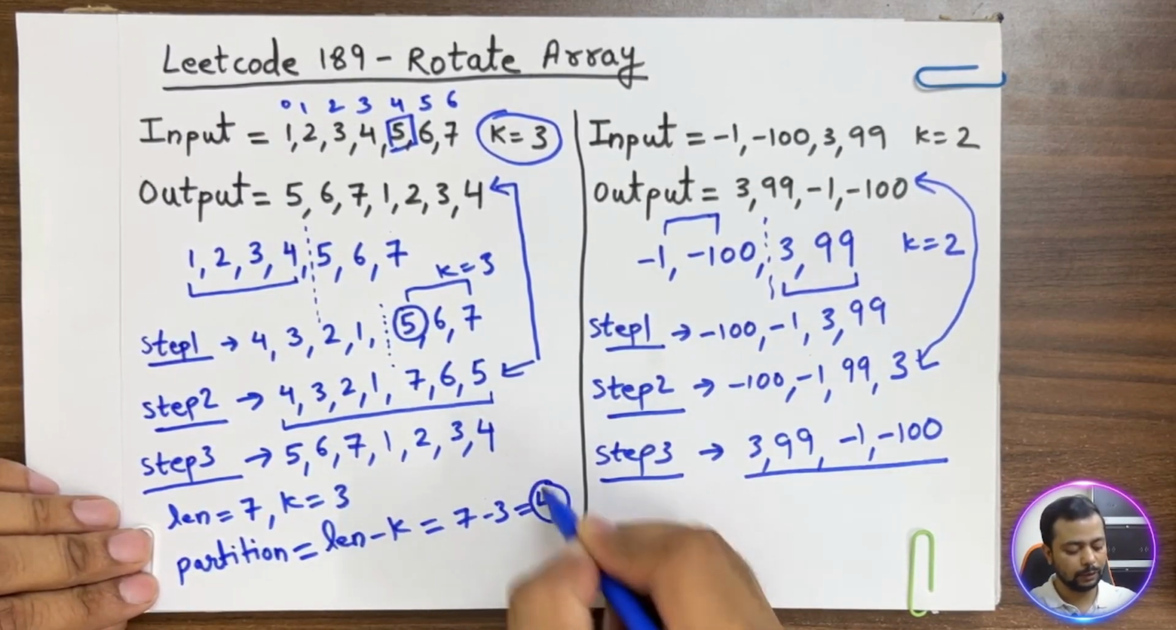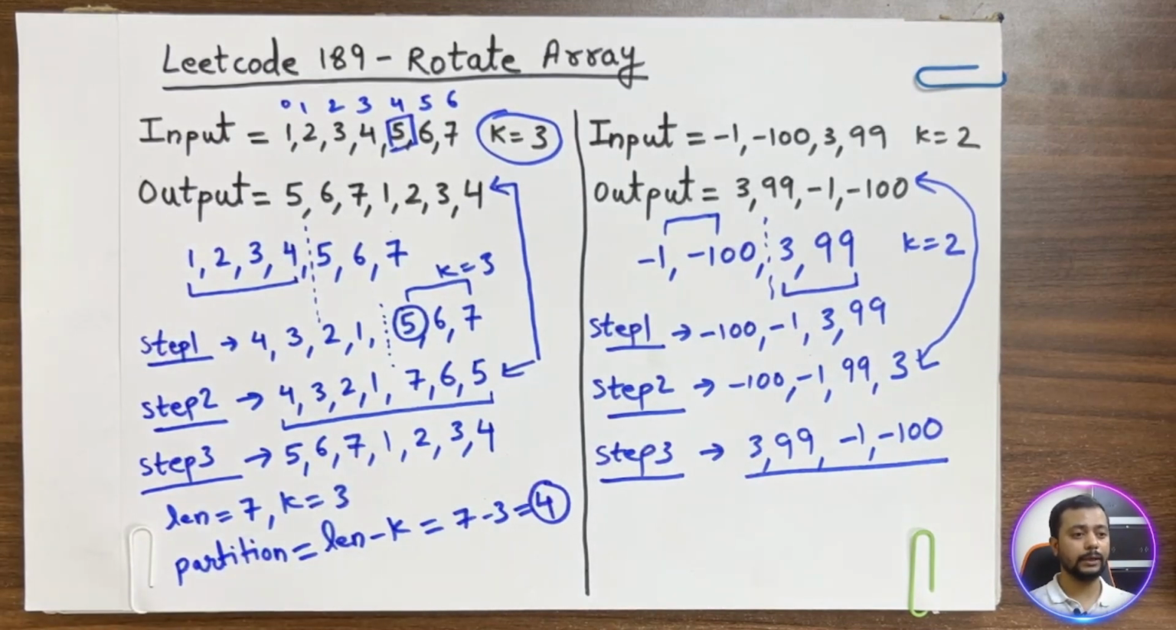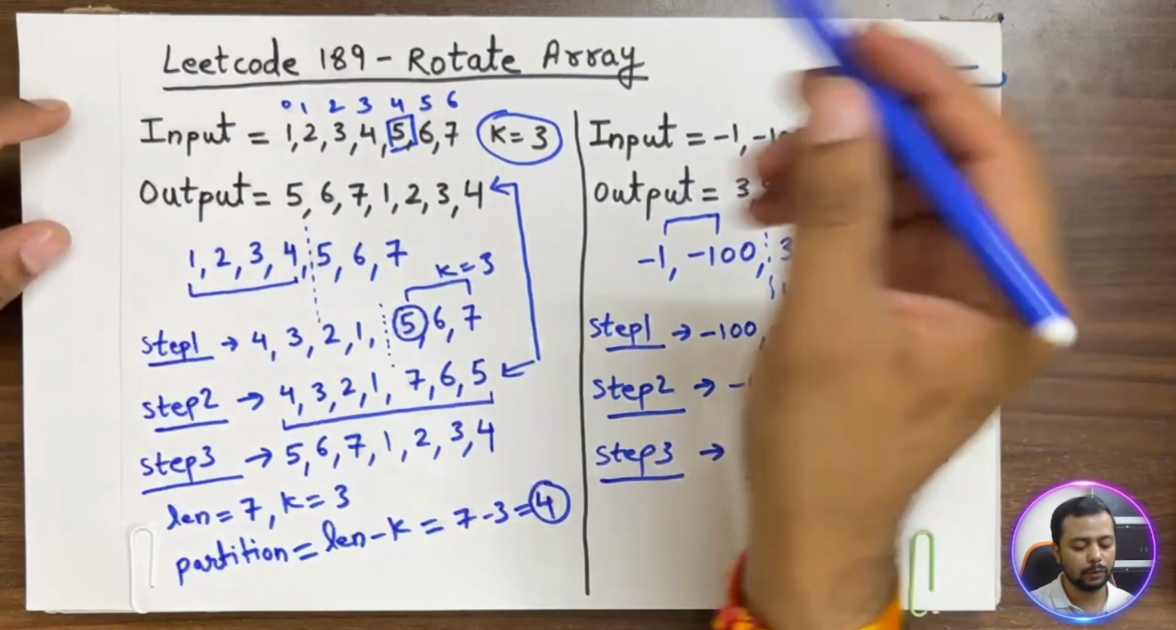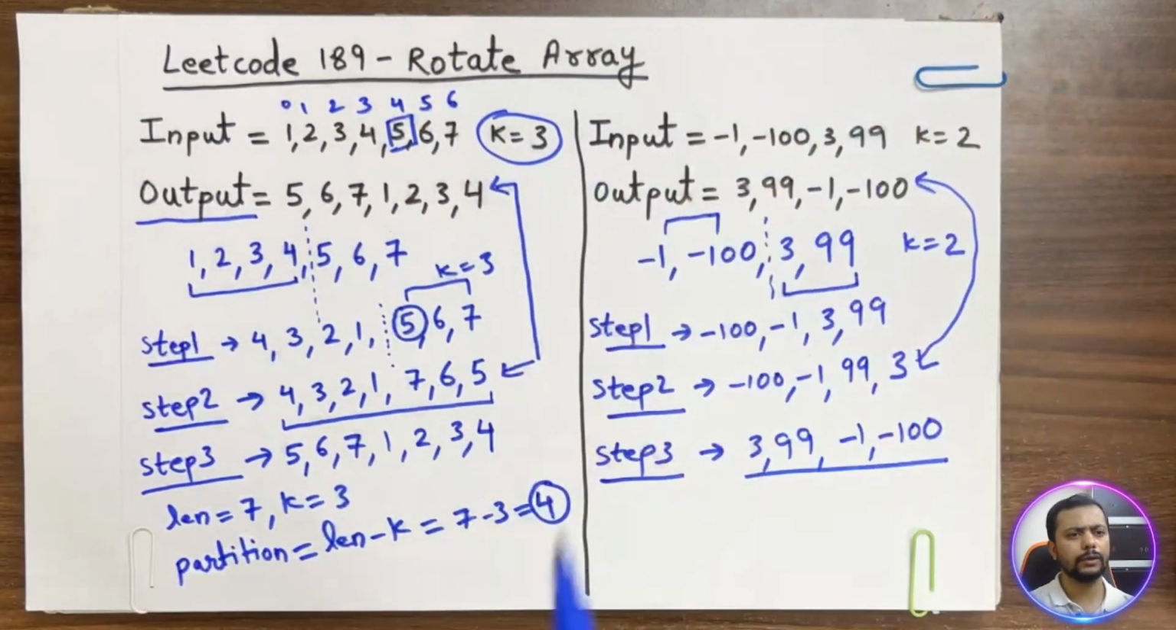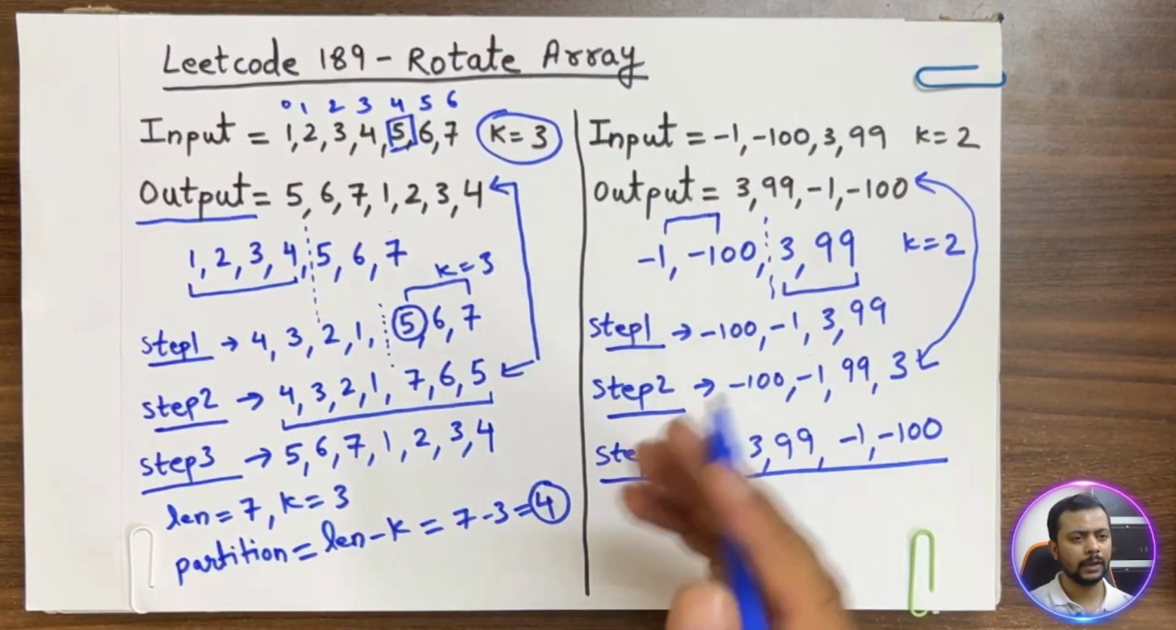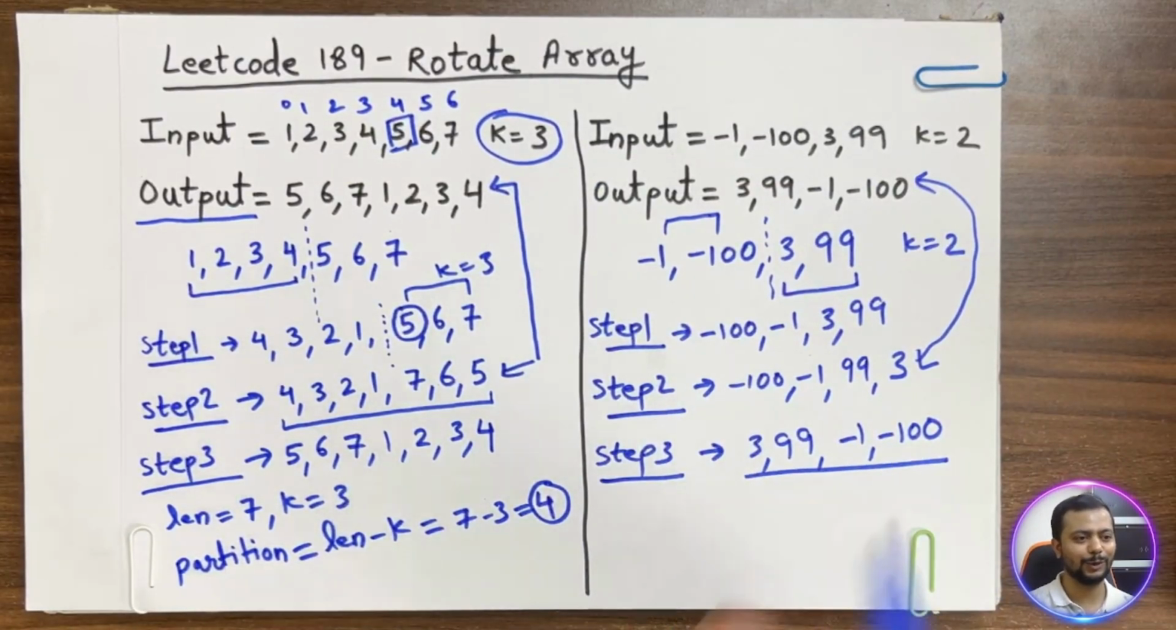Once we have this value, we can use it as the breaking point and reverse everything prior to that point and reverse everything after that point, and eventually we will reverse the entire array and we will have the output which is required of us. So just go over this dry run once again, and then we will see it happening in the code.